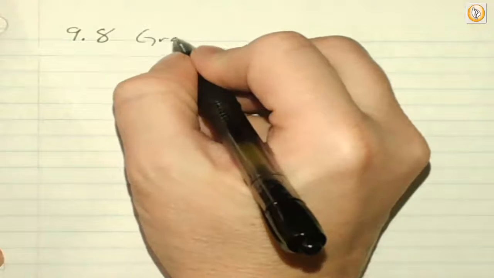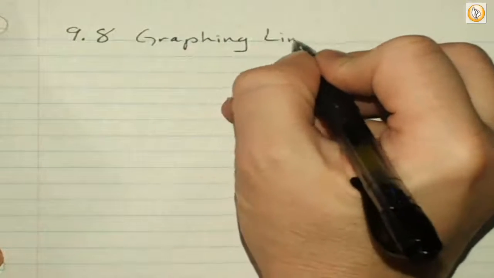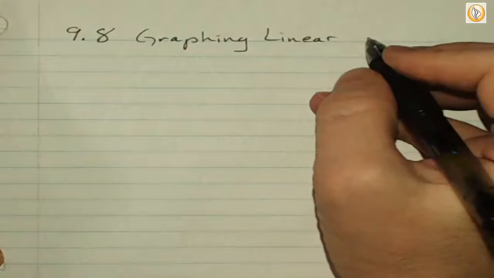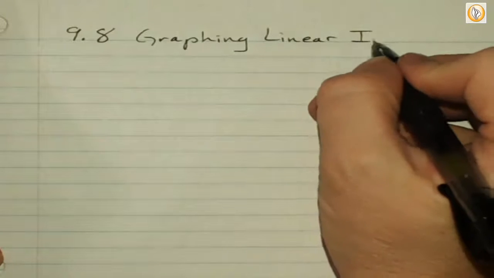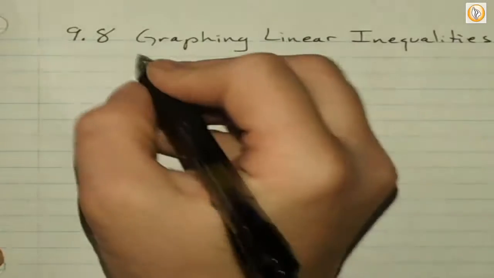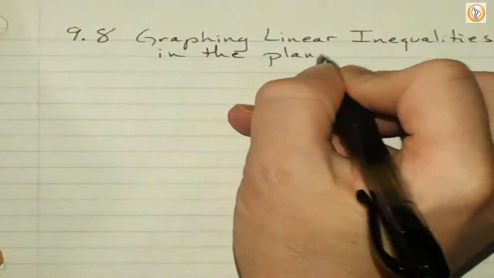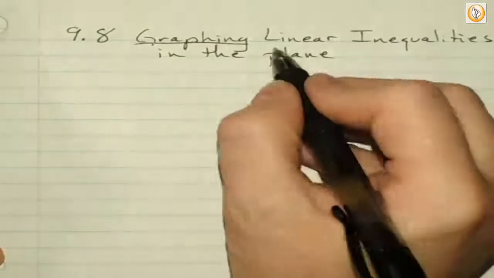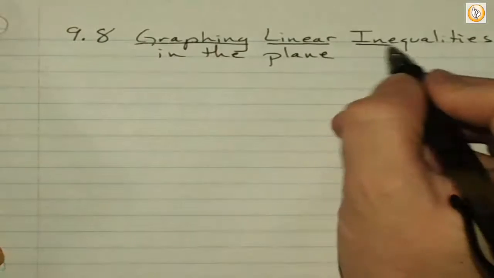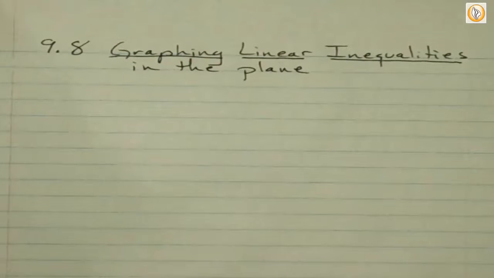9.8. Graphing linear inequalities in the plane. Okay, graphing. So we're graphing linear inequalities. Okay, so we're graphing a line and we're dealing with inequalities.